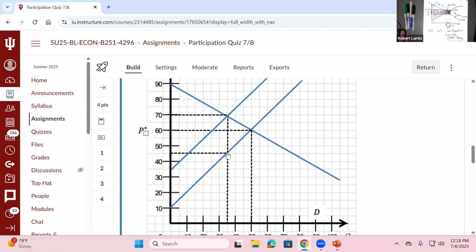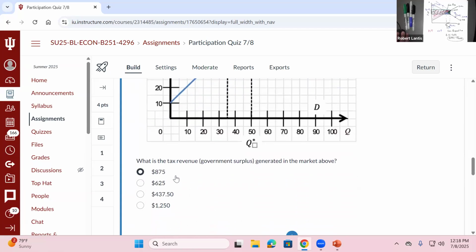What's the height of this rectangle? Well, remember, that was the difference between the price the consumer pays and the seller keeps. So that was the value of the tax. The value of the tax times the quantity, that's just tax revenue. So what? 25 times 35 should give me 875. Any questions on that one?